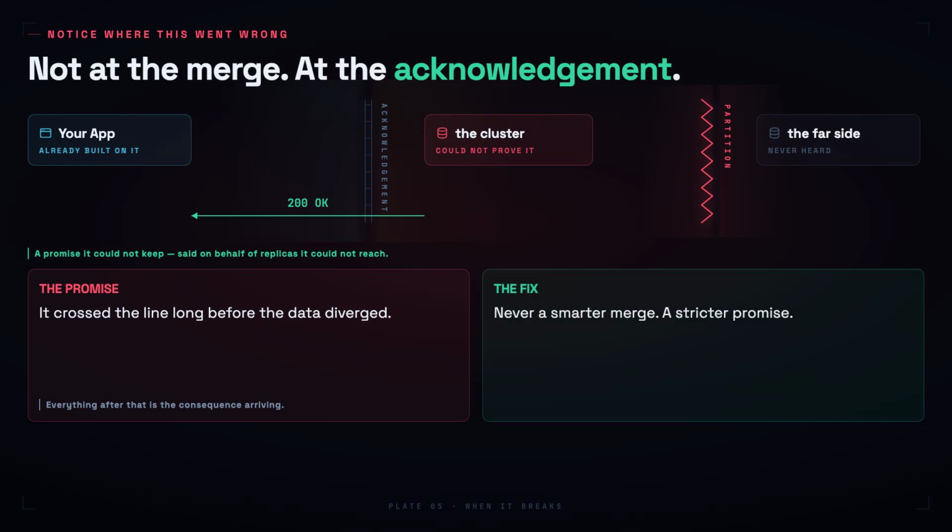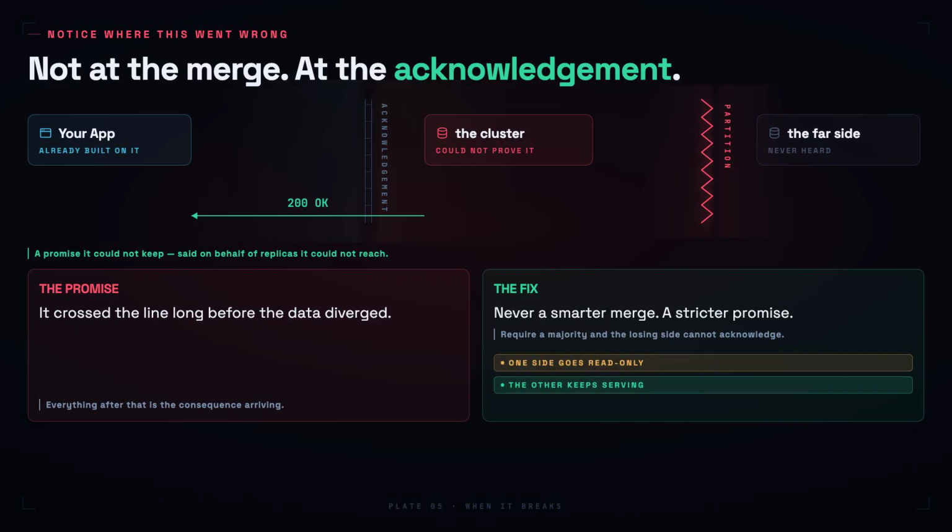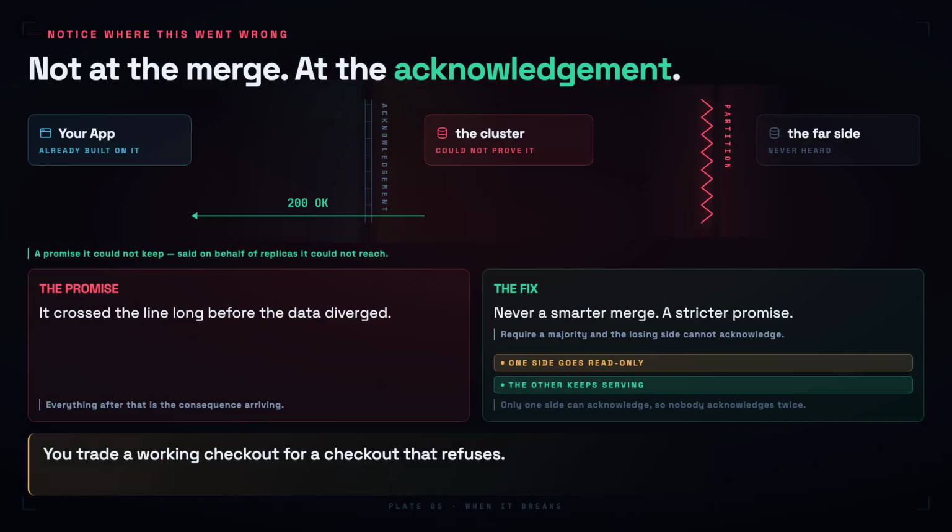The fix is never a smarter merge, it is a stricter promise. Require a majority, and the losing side cannot acknowledge anything at all. You trade a working checkout for a checkout that refuses. That is the deal.